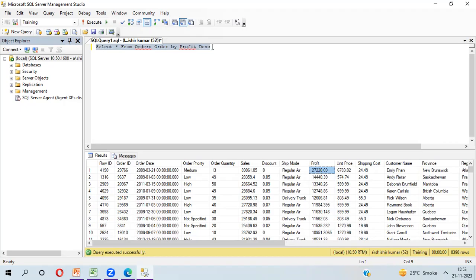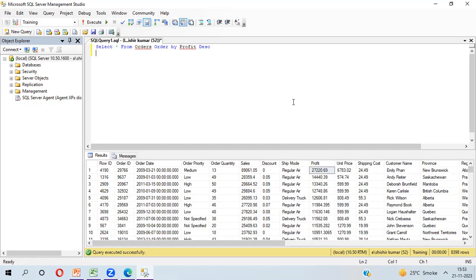Now what I will do same thing, but here I will take few columns. Okay. So how we can take few columns? You need to write here. Here I need to apply condition. On the basis of condition, I will do the profit in descending order.